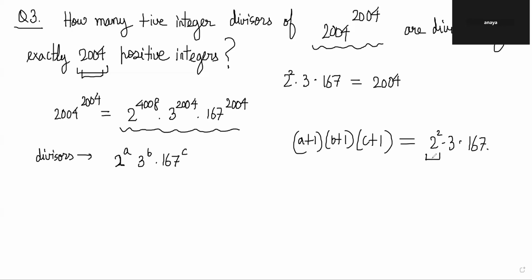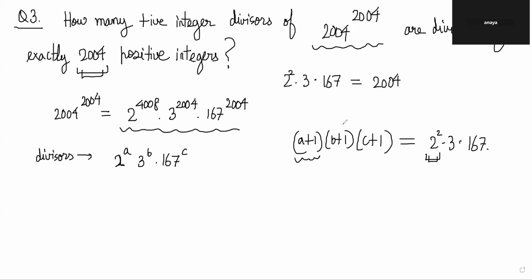For the powers of 2, there can be two different ways to make it. It can be that all the powers of 2 are coming from one number, or it can be that the powers of 2 are coming from two different numbers, right? If all the powers of 2 are coming from one of them, there are three ways to do that.